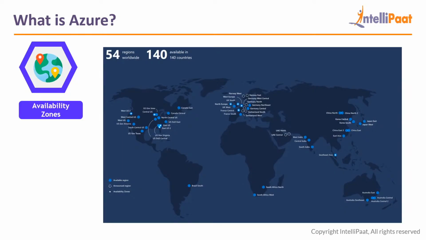So these are the regions. So you can see there are 54 regions worldwide, and it's available in 140 countries. Okay, you can see here it's in US. There is West US, South Central US, Central US, North Central US. So there are a lot of data centers in the US.